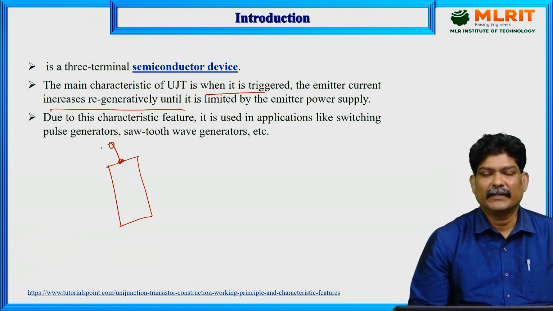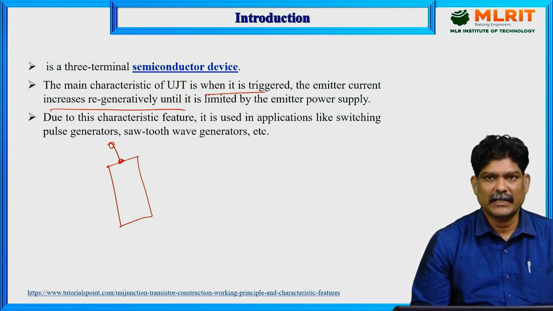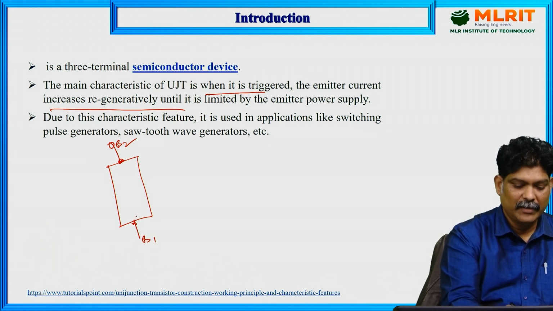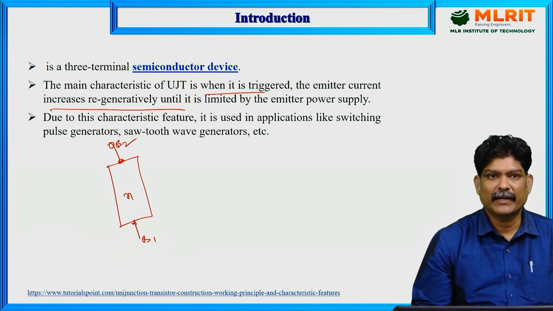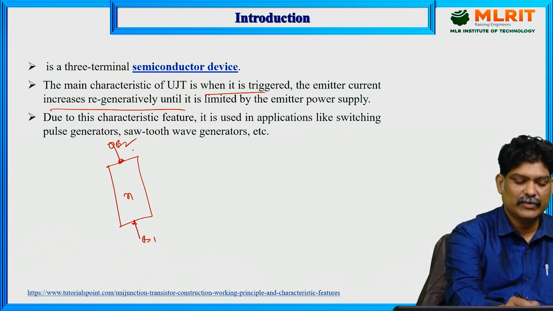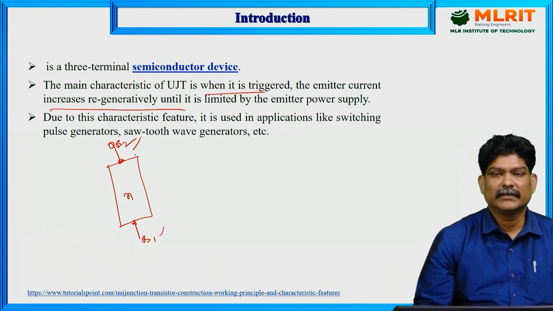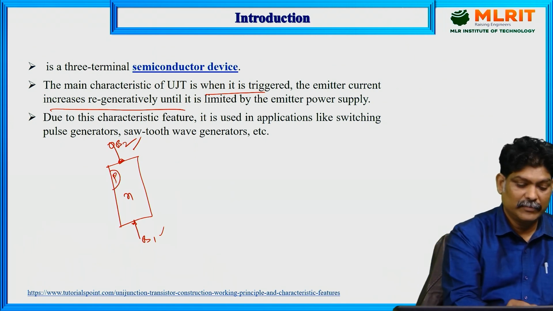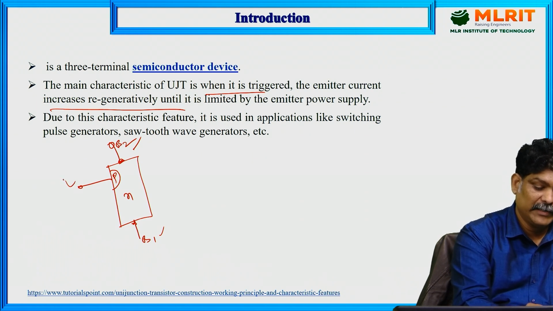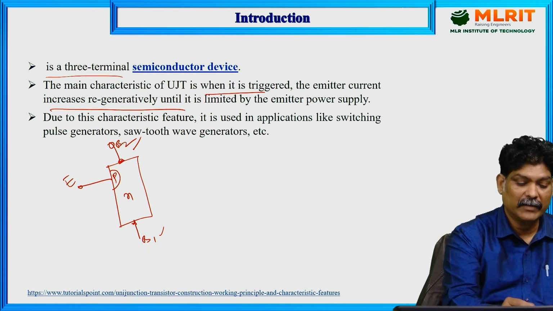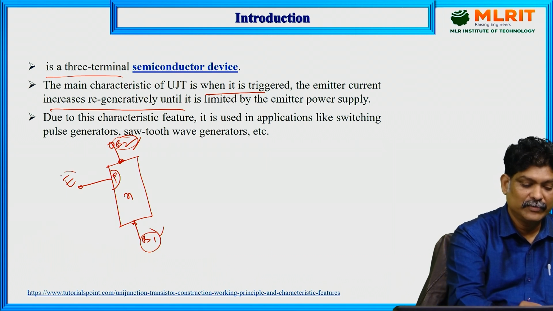To design a uni-junction transistor, let us consider a lightly doped N-type semiconducting bar like this, which forms base 2 and base 1. So B1, B2 mean base 1 and base 2. To this, a heavily doped P-type material is diffused near the base like this. This forms the terminal which is called the emitter terminal. So here it is a three-terminal device, and the three terminals are base 1, base 2 and the emitter terminal.